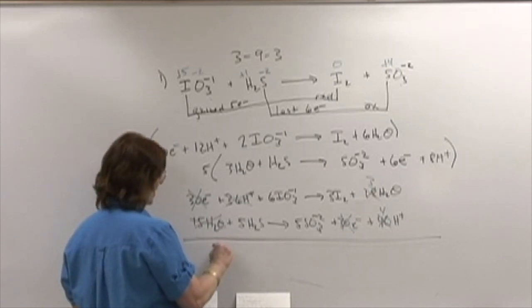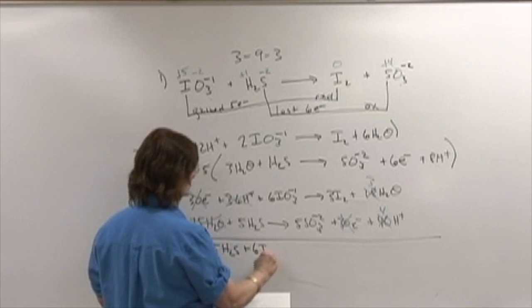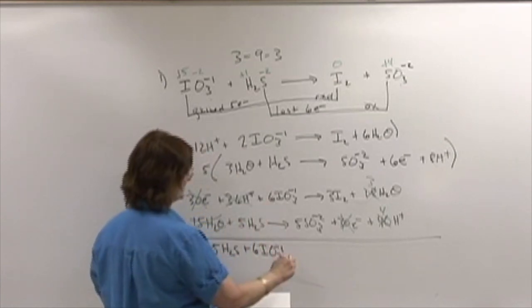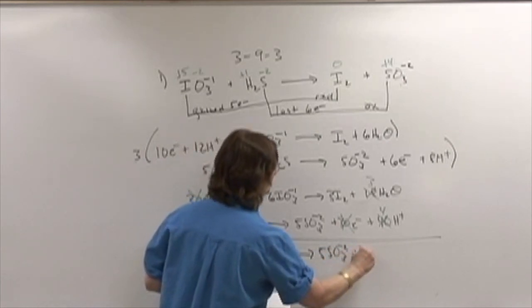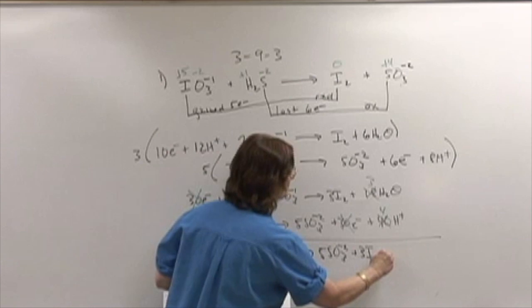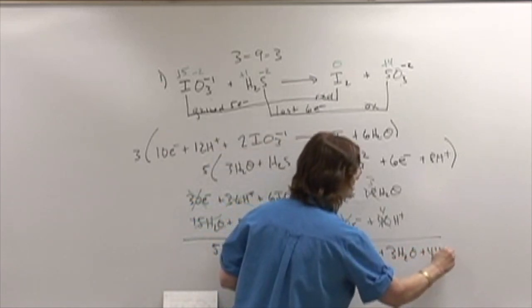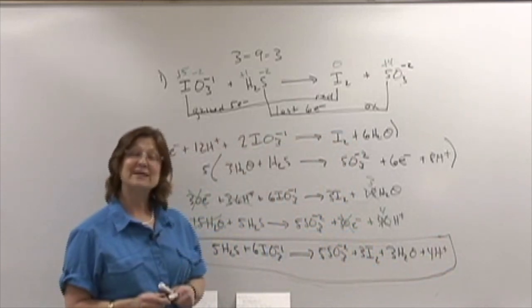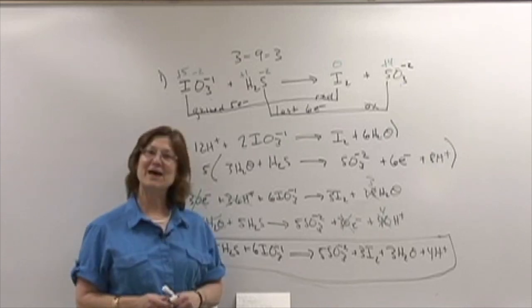And I have 5 H2S plus 6 iodates. And that gives me 5 sulfites, 3 iodines, 3 waters and 4 hydrogen ions. And that is the lowest ratio, and therefore that is my final answer for number 1. And I'll be right back.